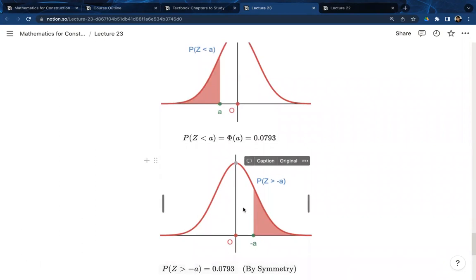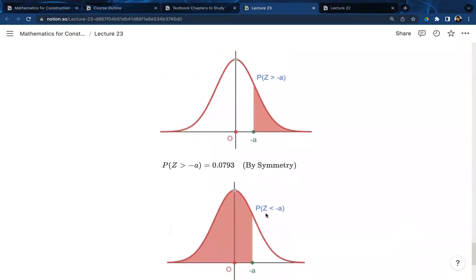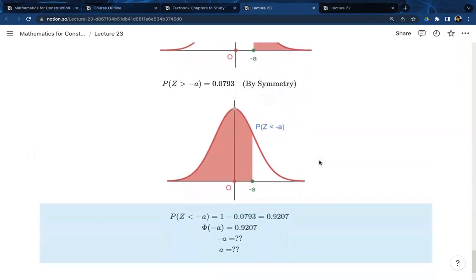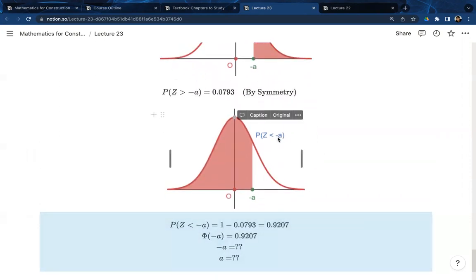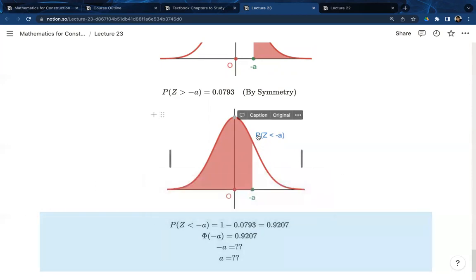Now what is the probability to the left? The probability to the left now is Z less than negative A, and that's 1 minus the small probability here. The probability in white is 1 minus the probability in red. So the probability of Z less than negative A is 1 minus 0.0793, which is 0.9207. Now, A is negative, so negative A is positive, so this area is phi. Phi of negative A is 0.9207.